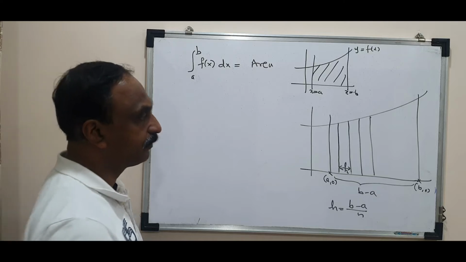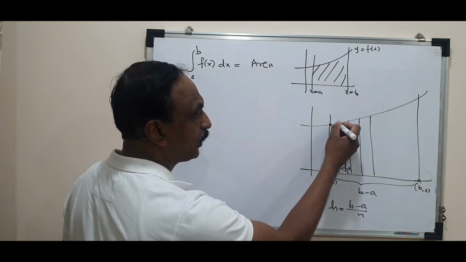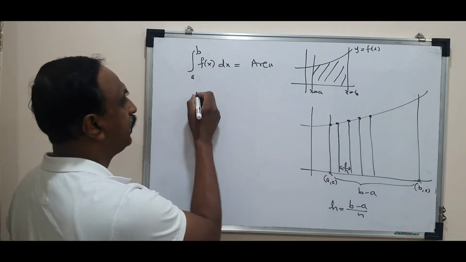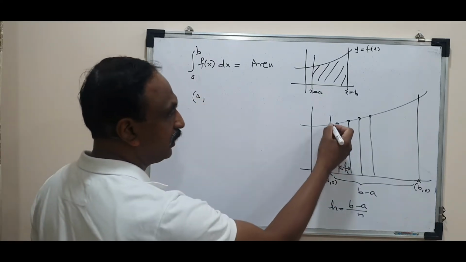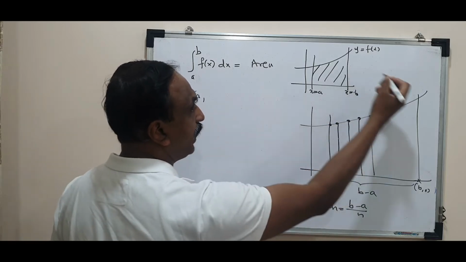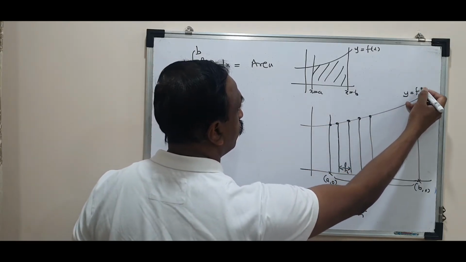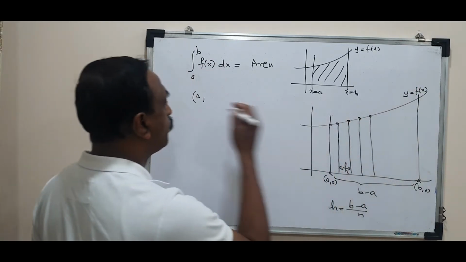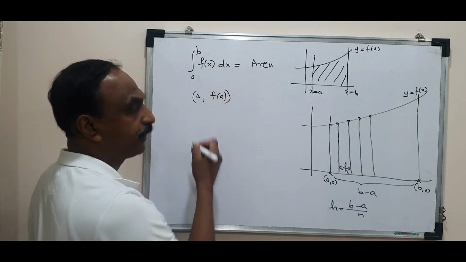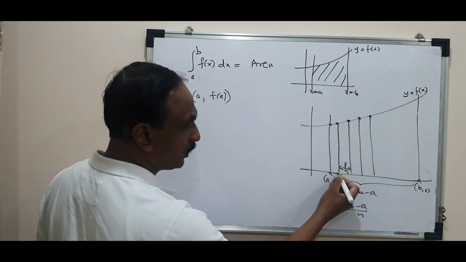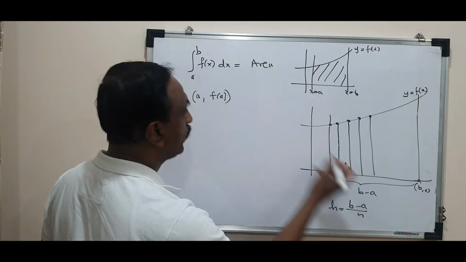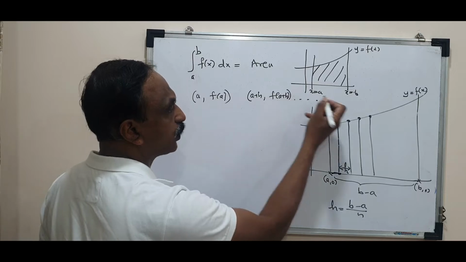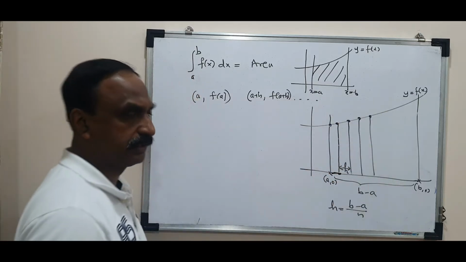Then what else can we see? We can notice that the coordinates of all these points can be estimated. For example, the first point will have x coordinate a, and the y coordinate will be this length, which is obtained by substituting in the function y equal to f of x. If you replace the x coordinate by a, this point will be a comma f of a. Next, the width is h, so the x coordinate will be a plus h and the corresponding y coordinate will be f of a plus h, and it goes on like that, and we can get all the points.